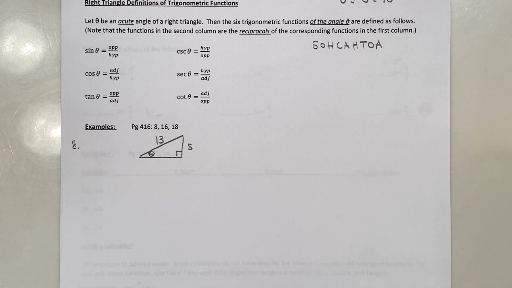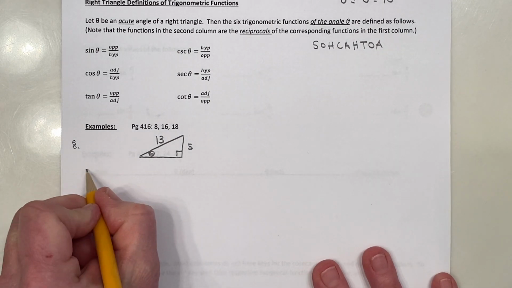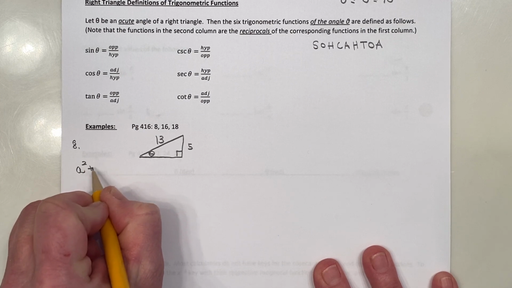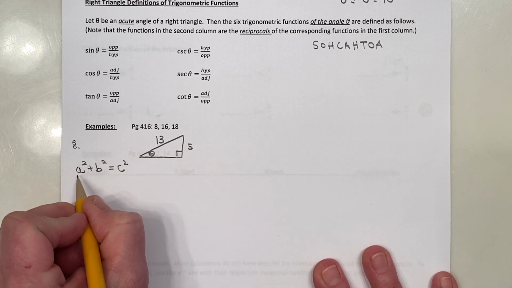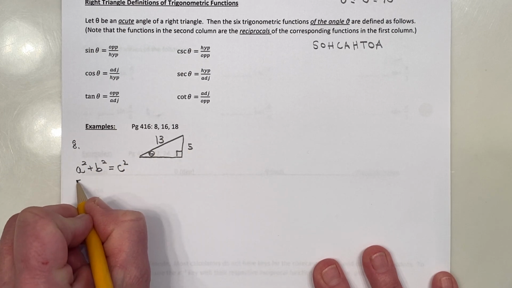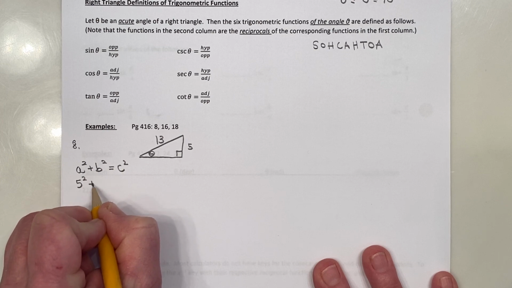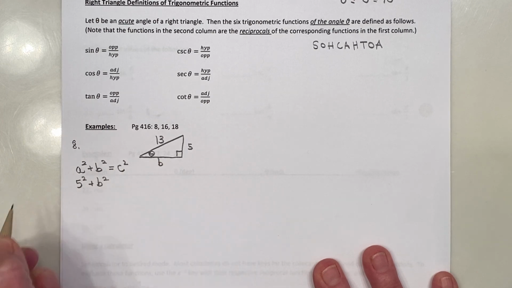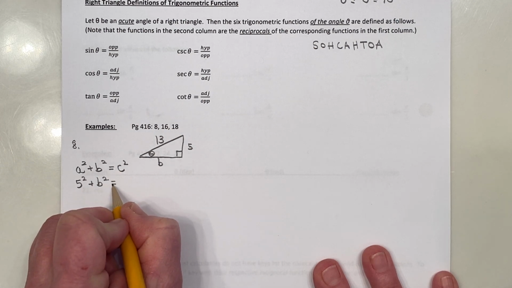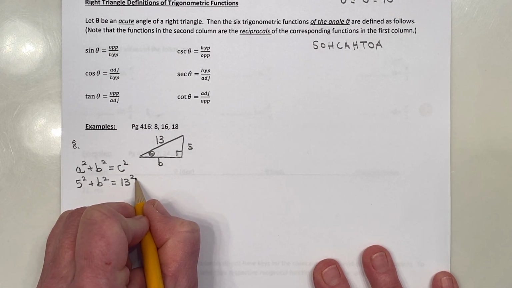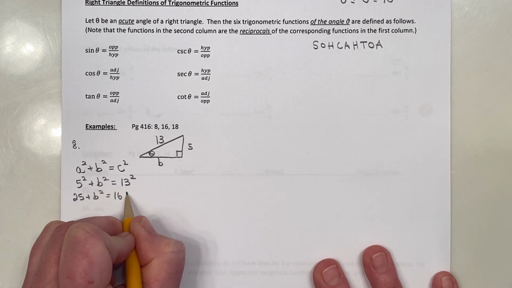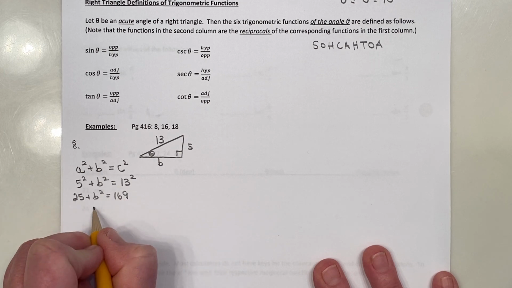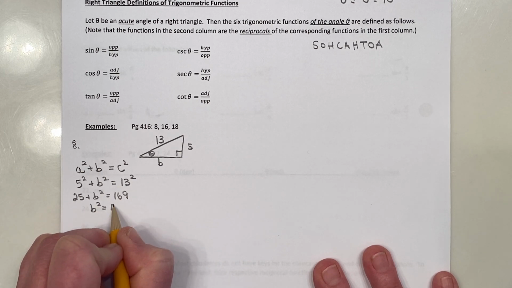All right, first thing we're going to want to do is find that adjacent side by using the Pythagorean theorem. So a squared plus b squared equals c squared, where c is the hypotenuse. I'll just call it a. I could have called it b. It doesn't matter. So 5 squared plus b squared. So now I guess that means we'll let this adjacent side be b, equals 13 squared. So we've got 25 plus b squared equals 169 with the help of a calculator. Let's subtract 25. So we get b squared equals 144.